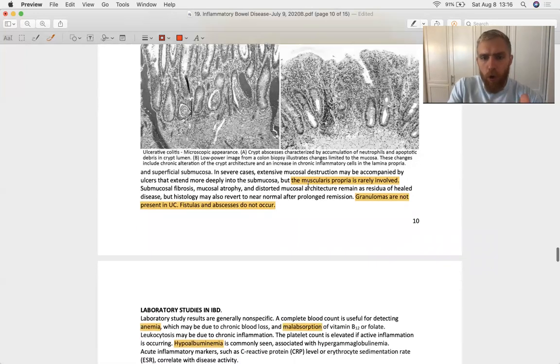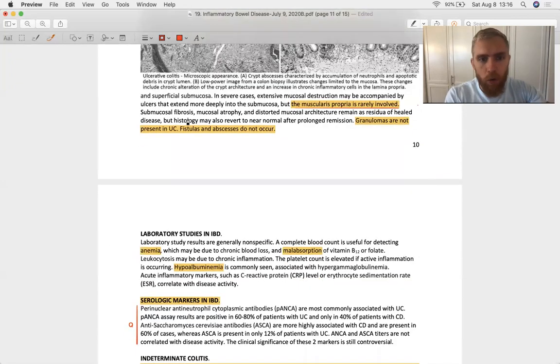The muscularis propria is rarely involved. Again, you don't even have to be able to read histology to understand that. It's going to be apparent, and they're probably going to tell you with words. Granulomas are not present in ulcerative colitis. Fistulas and abscesses do not occur. So again, part of one of the 5 questions, Tims, that you get from this test is going to involve an IBD lesion with a fistula or an abscess. And you're going to have to say that is not ulcerative colitis.